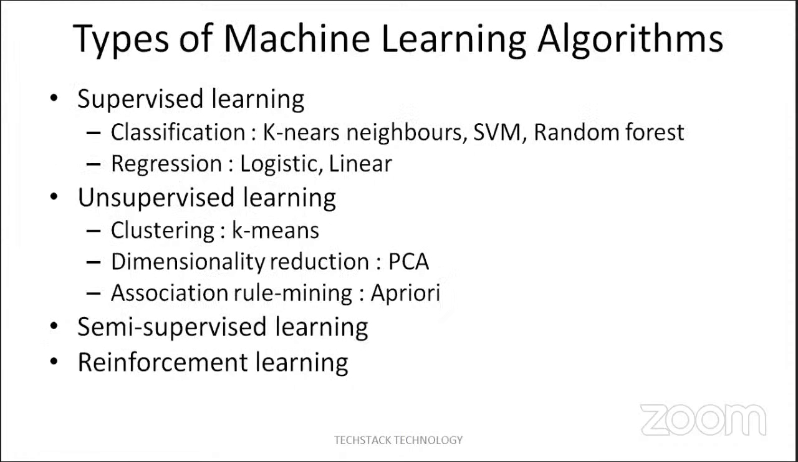Machine learning techniques have a lot of algorithms. These are categorized in four different ways: supervised, unsupervised, semi-supervised, and reinforcement learning. I'm not going to cover everything here. Our demo is based on KNN, K nearest neighbor. Supervised learning again has two different classes: classification and regression. And in unsupervised learning, we have categories like clustering, dimensionality reduction, and association rule mining.